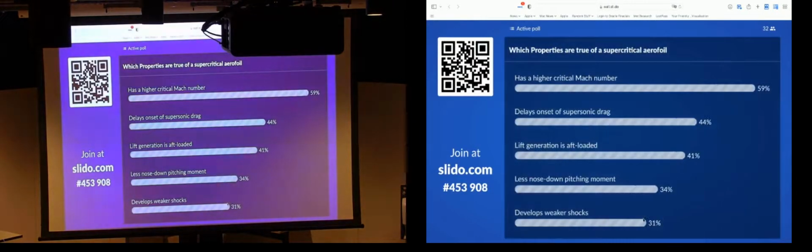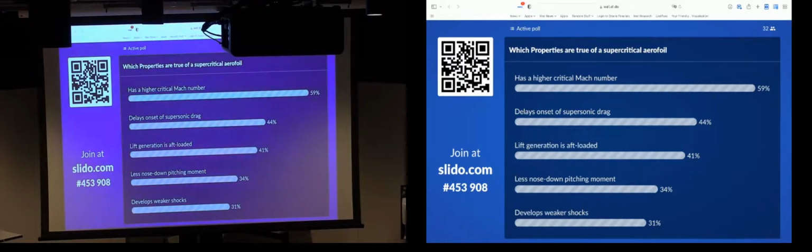Which properties are true of a supercritical airfoil? It has A, a higher critical Mach number, B, delays the onset of supersonic drag, C, lift generation is aft loaded, D, has less nose down pitching moment, and E, it has weaker shocks. So let's briefly go back to our aft loaded airfoil. Does anybody remember what they're also called? What the other name for an aft loaded airfoil is? There's two other names for them. Supercritical airfoil. Anybody know the other name?